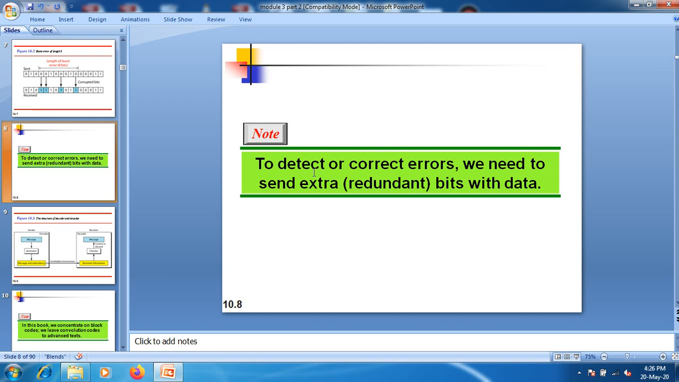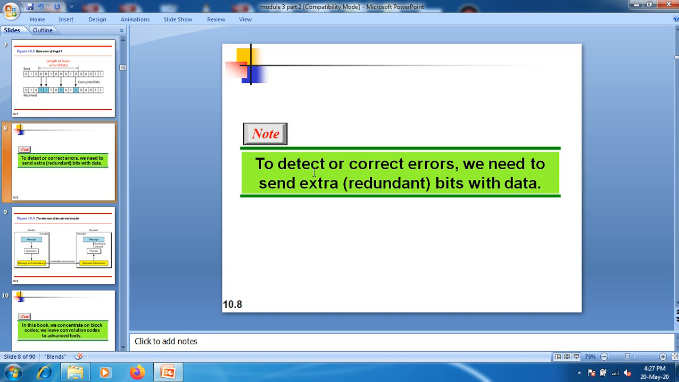When it comes to redundancy, I need to send extra bits along with the data, and the presence of these redundant bits helps the destination machine to detect as well as to correct these errors. Detection is a very simple one. We have a yes or no question: whether the received information is correct, yes or no. When it comes to correction, we face a problem.